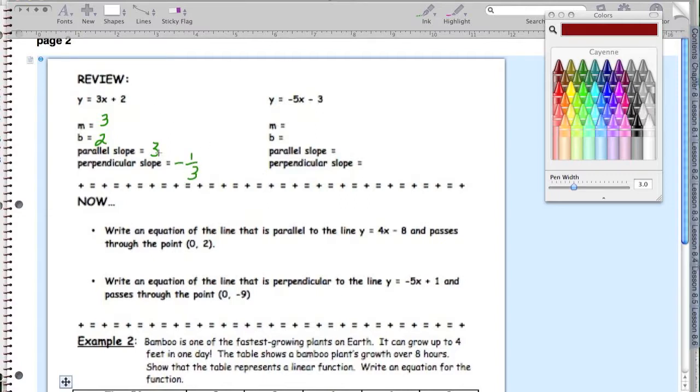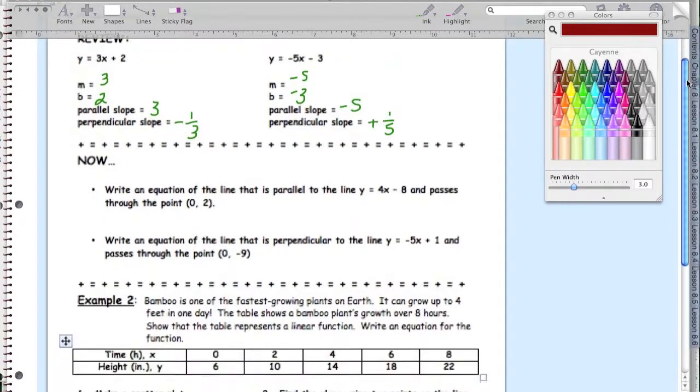If you don't remember this, take a look at lesson 8.5 and review it. Okay. Here my slope is -5, my y-intercept is -3. My parallel line slope is going to be the same as my original, which is -5, and my perpendicular line slope is going to be a negative reciprocal. So the negative reciprocal of -5 is positive 1/5.